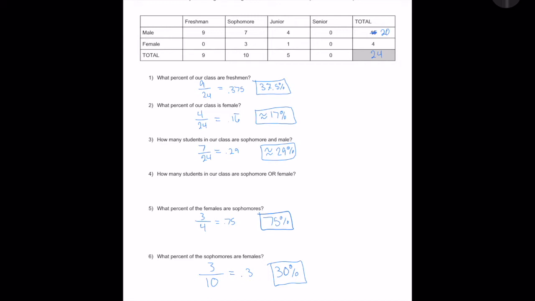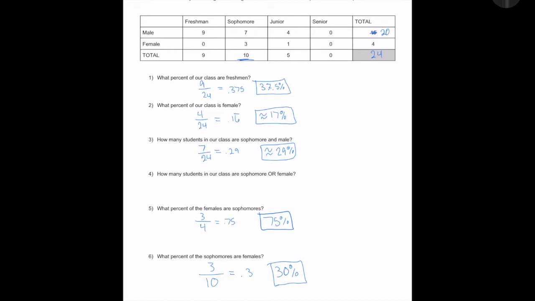So number 4 here says how many students in our class are sophomore or female. When we say sophomore or female, that implies that we have to look at the total number of sophomores and the total number of females. But you have to be careful because you can't double count them. So you can't include this 3 that's in both the sophomore column and the female row. So you're going to pick one of the totals. I'm just going to use this 10 from our total number of sophomores.